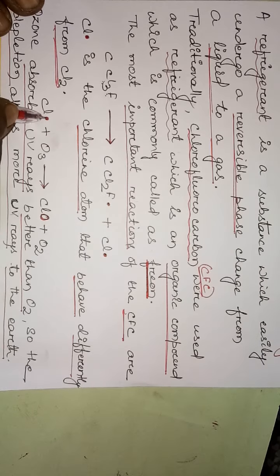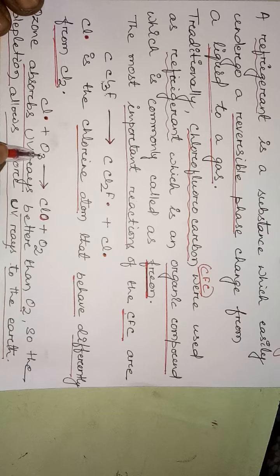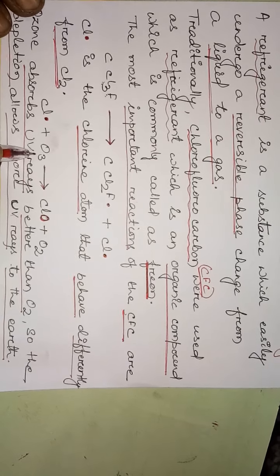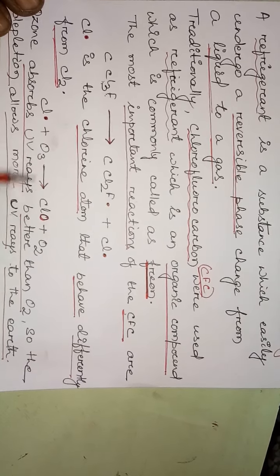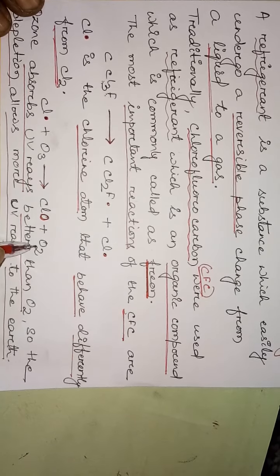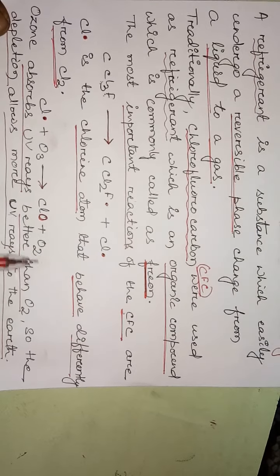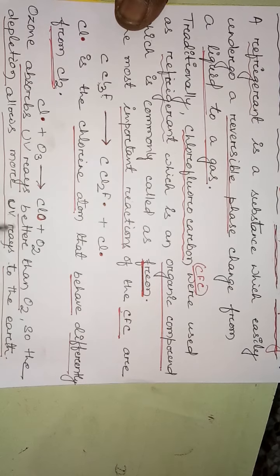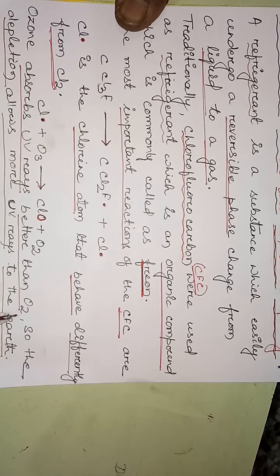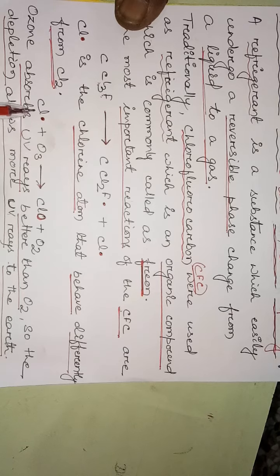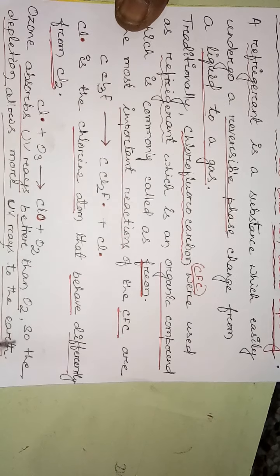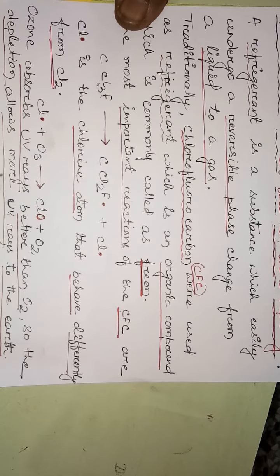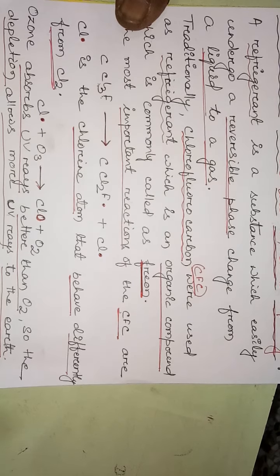This chlorine atom, when it comes in contact with and reacts with an ozone molecule, forms ClO plus oxygen, O2. Ozone absorbs ultraviolet rays better than oxygen. So when ozone is depleted due to this chlorine atom, the depletion allows more ultraviolet rays to reach the earth.